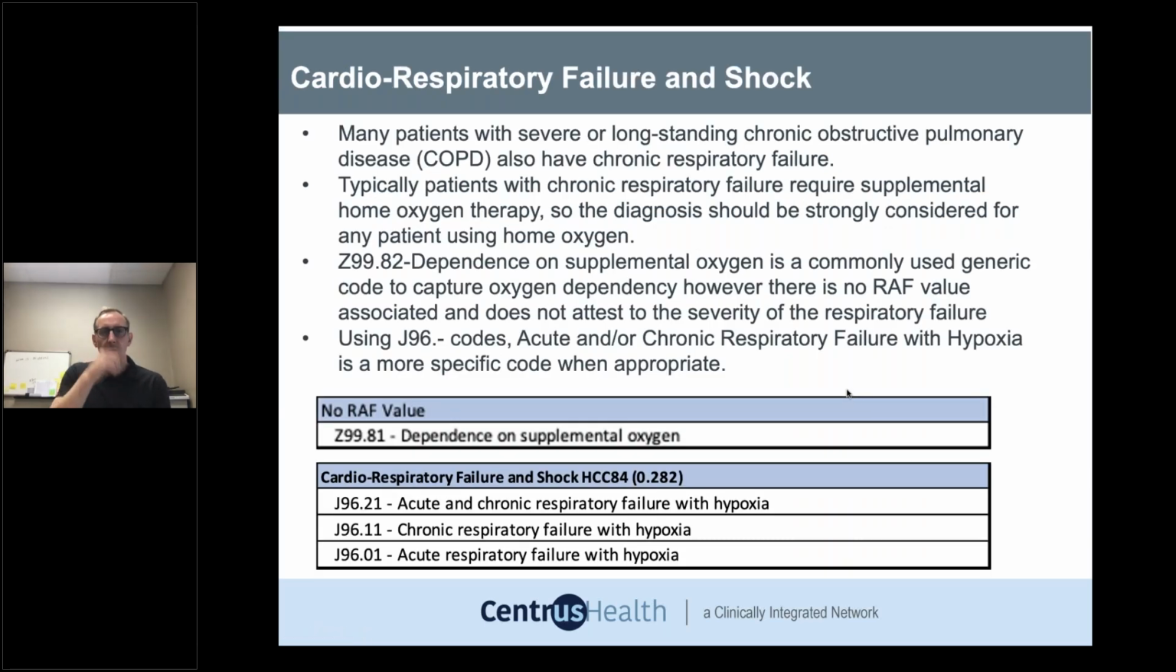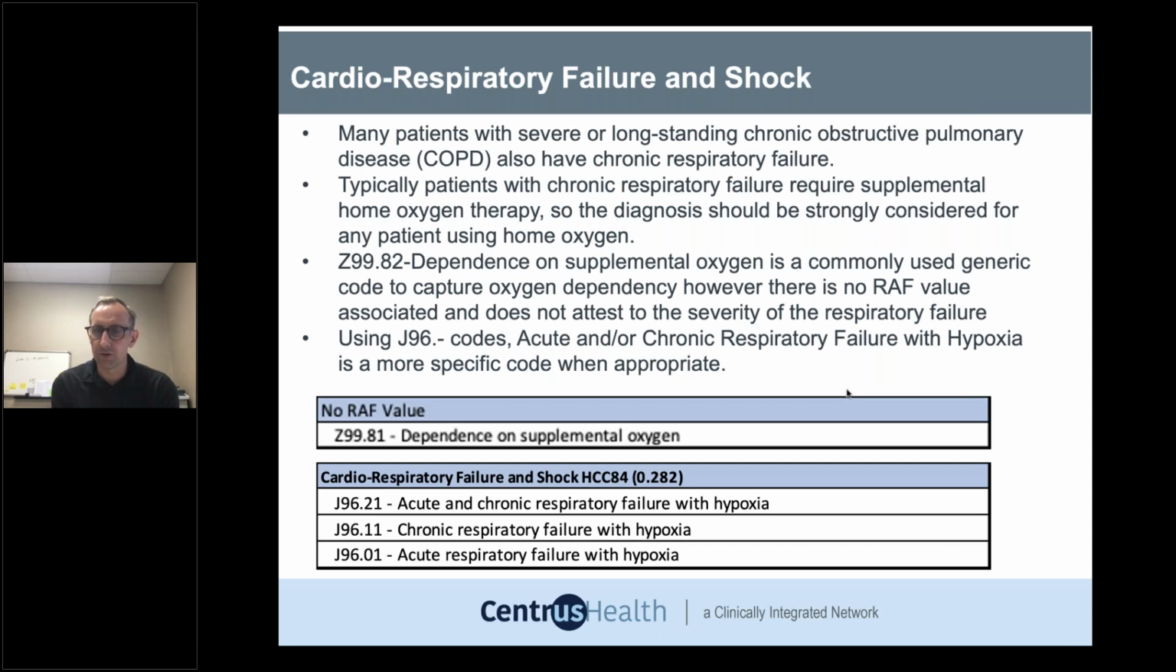All right, so here's one that we don't see a lot of use of, so I thought it'd be a good idea to call this out, is cardiorespiratory failure and shock. So many patients with severe longstanding COPD also have chronic respiratory failure. So typically patients with chronic respiratory failure require some kind of home oxygen use. So the diagnosis could be considered if you have a patient on home oxygen. So if you see a patient come into the clinic and is on oxygen, this is a code that you may want to consider. Oftentimes what we see being used is a Z99.81, which is dependence on supplemental oxygen.